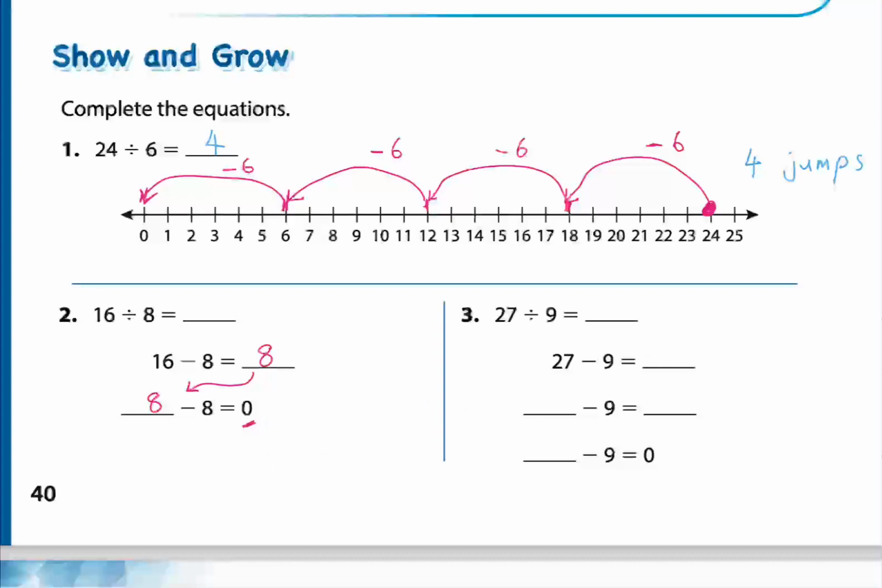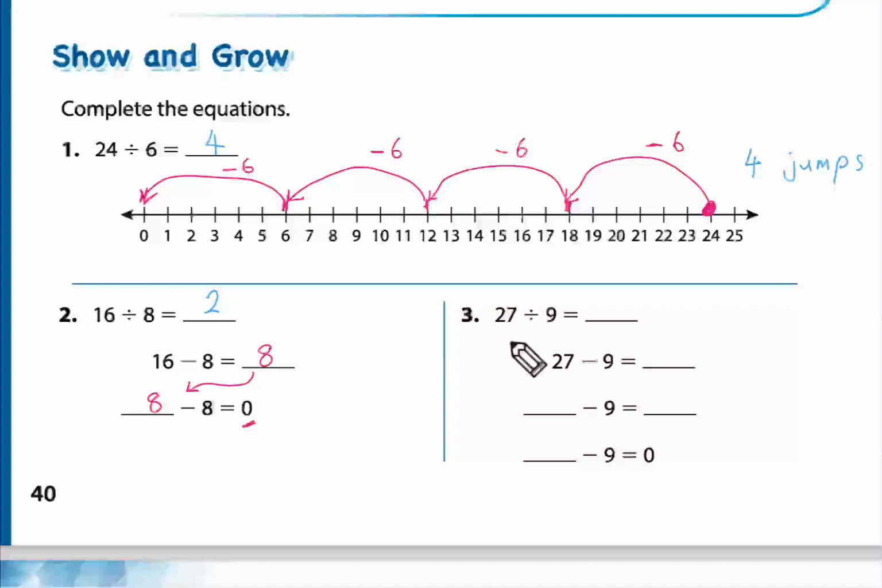How many times did you subtract 8? This is 1, 2. So we subtracted 8 2 times. So the answer is 2. So 16 divided by 8 equals 2. I don't need to write the number of the equations. You can count them. Okay, let's see question number 3.